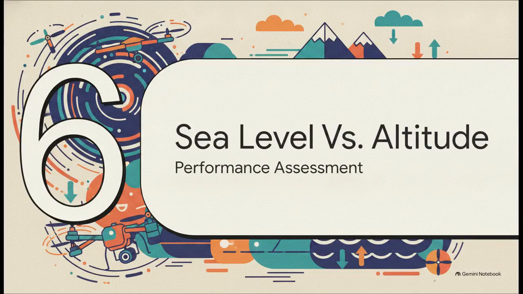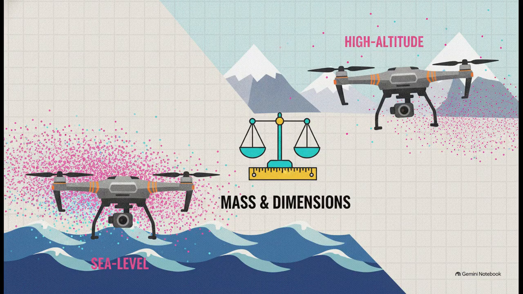Finally, Section 6, sea level versus altitude. Let's set the stage for a quick case study. We're looking at a performance assessment for an industrial drone that weighs exactly 15 pounds, and it's equipped with 4 15-inch rotors. We're going to see what happens to the math when we take this exact setup from a comfortable, dense sea level environment all the way up to the harsh, thin air at 5,000 feet.